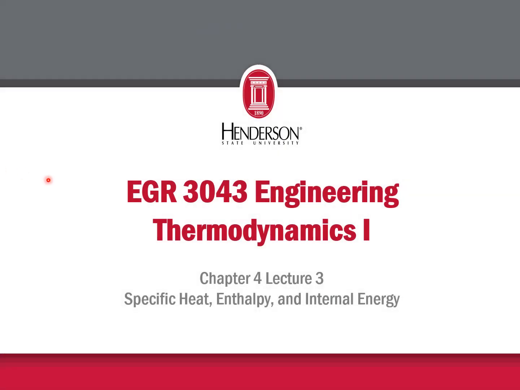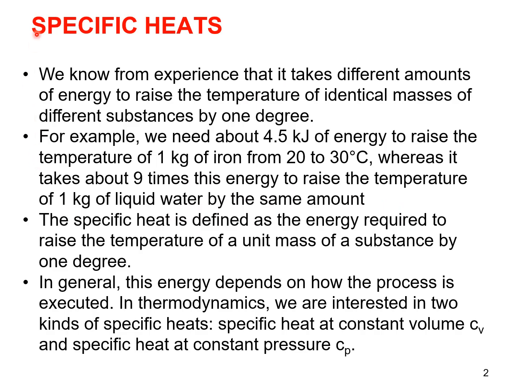Thermodynamics 1, Chapter 4, Lecture 3: Specific Heat, Enthalpy, and Internal Energy. We know from experience that it takes different amounts of energy to raise the temperature of identical masses of substances by 1 degree. For example, we need about 4.5 kilojoules of energy to raise the temperature of 1 kilogram of iron from 20 degrees to 30 degrees C, whereas it takes about 9 times that amount of energy to raise 1 kilogram of liquid water by the same amount.